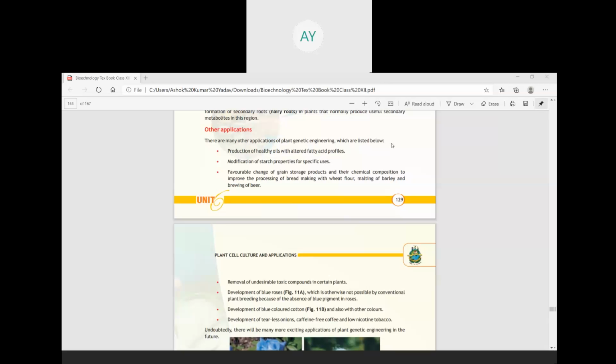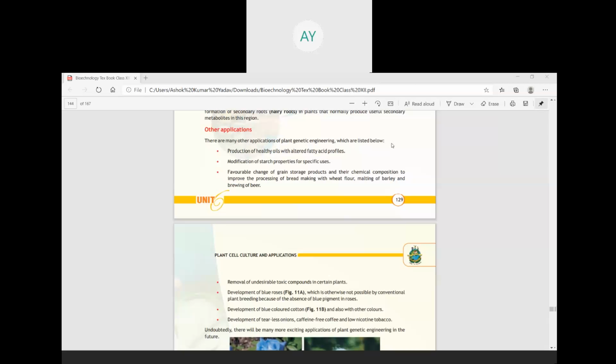Simply, plant tissue culture is a multiplication of the plant. It means from each transgenic cell, we can develop a plant, and we multiply a large number of plants through plant tissue culture. So plant tissue culture is simple, it is an art, but recombinant DNA technology is a science. Means we are going to multiply the transgenic plant.